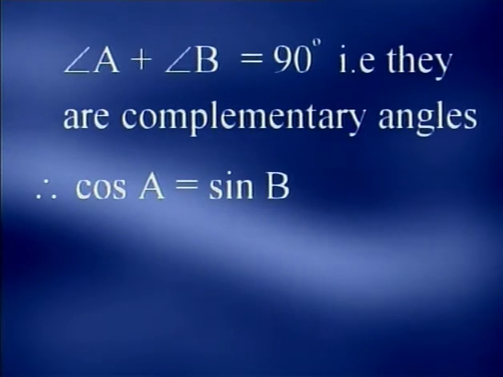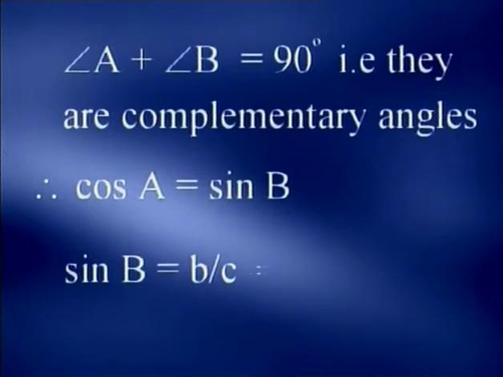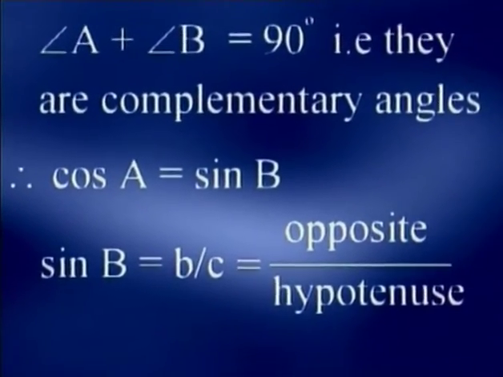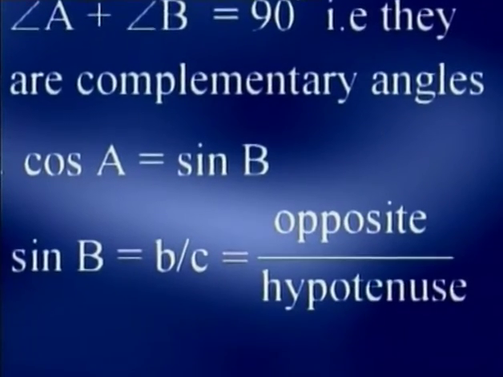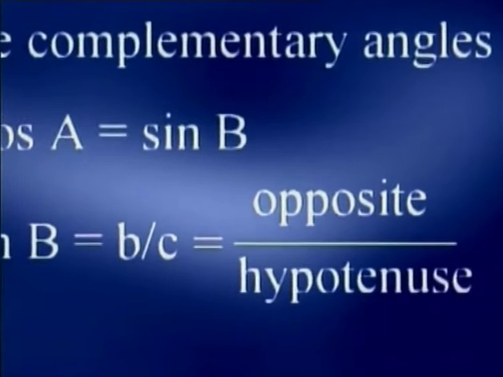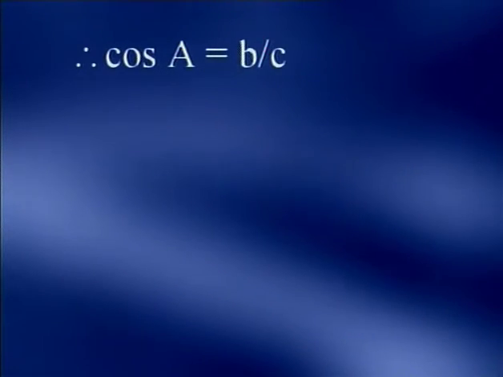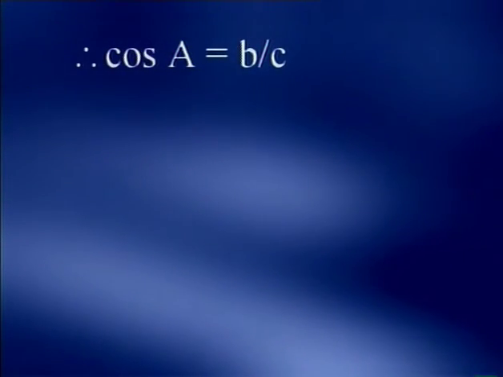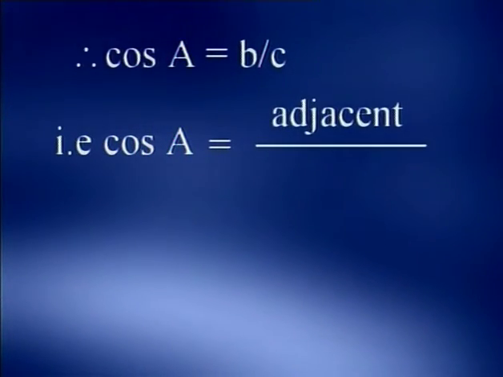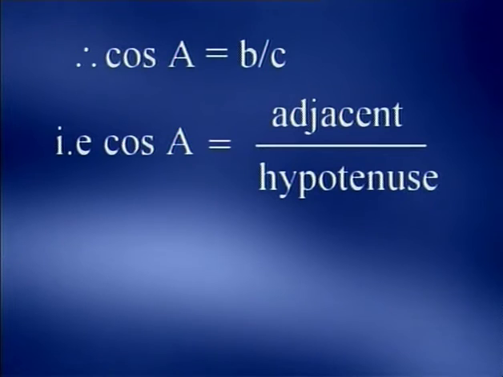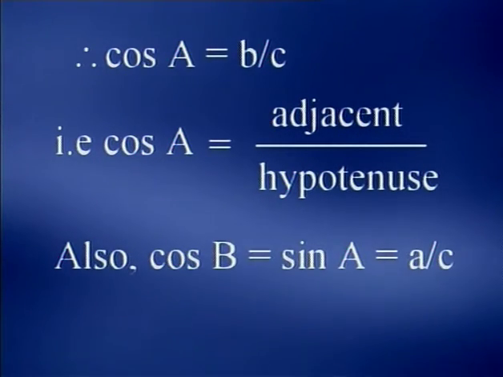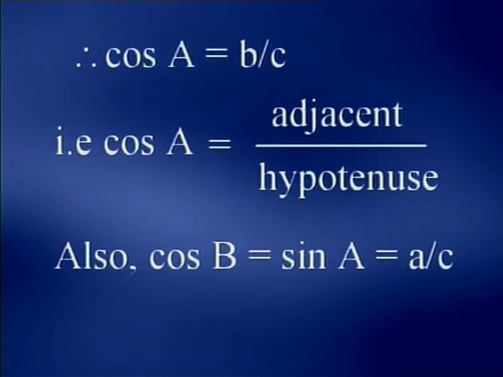We know that sine B is equal to the opposite side over the hypotenuse. As we have seen earlier, sine B is equal to b upon c, that is opposite upon hypotenuse. Therefore, the cosine of A equals b upon c. In other words, the cosine of an angle is equal to the adjacent side divided by the hypotenuse. Also, cos B is equal to sine A, that is equal to a by c.